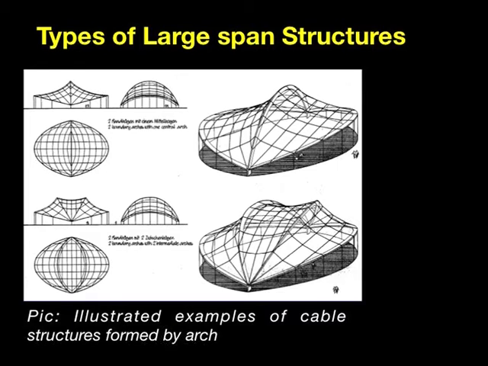If you look at the classification, we have classified the large span structures based on function. The size varies, the width varies, the height varies, the volume varies, because based on function, every space needs to have a different volume, different heights, and different dimensions. Based on the different heights, dimensions and volume, the type of construction that is required also changes.